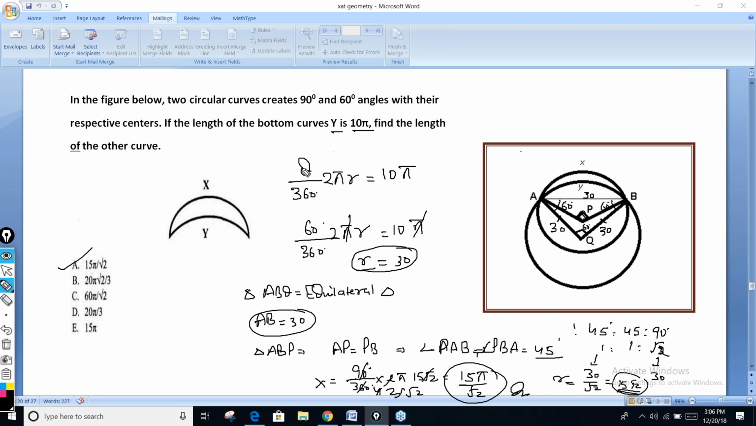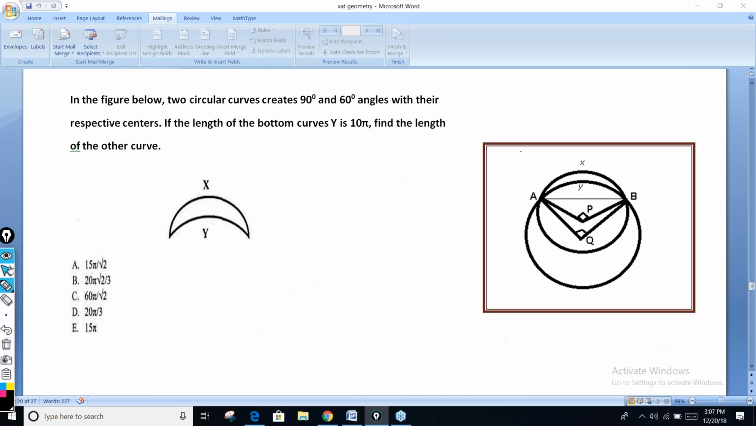So nothing. We need to just use this to get the value of radius. The bigger radius is 30. Then we get the side. Side is also 30. With the help of side, we get the radius. The second radius is 15 root 2. This radius is 15 root 2. So if we have the radius, we have the angle, we can find the length of the curve. Come to the next one.